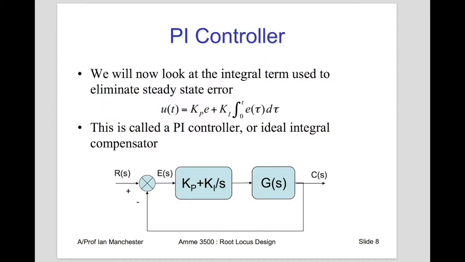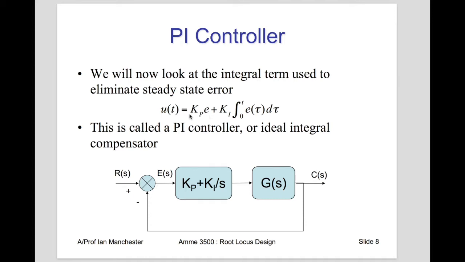Okay, so now let's talk about proportional plus integral control, or PI control. This is where we have both a proportional gain on the error and also a proportional gain on the integral of the error from time 0, or basically whenever the control system was switched on, until the current time. So this is called a PI controller, or sometimes known as an ideal integral compensator. And again, we're going to be looking at it in this standard feedback loop.